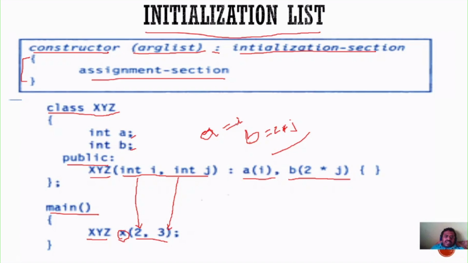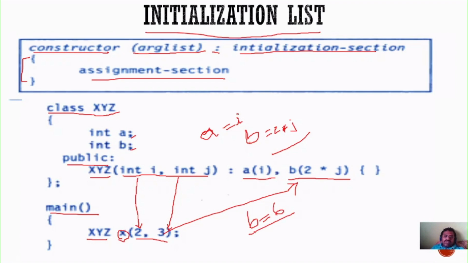As you know, a is equal to i. What is the value of a here? a is equal to 2. Directly it will be assigned. Now b is equal to 2 star j, as defined here. What is the value of j here? j will be 3. 2 star 3 is equal to 6. Now the value of b will be set as 6.